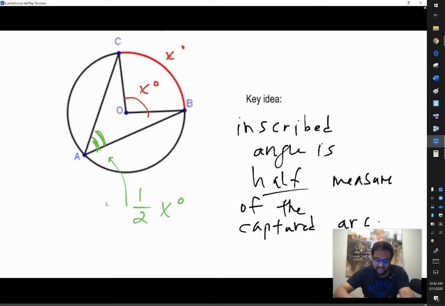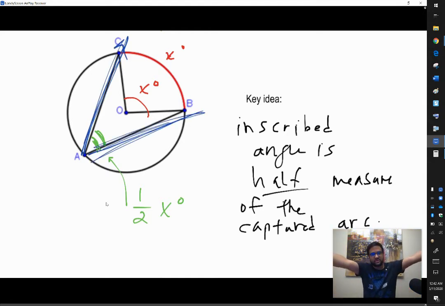By captured, I mean imagine for a moment the outstretched arms of this angle stretching outwards from the vertex. And within its arms, in between its fingertips, is the arc, and it is half as big as that. The arc is x degrees in red, the angle is 1/2 x degrees.